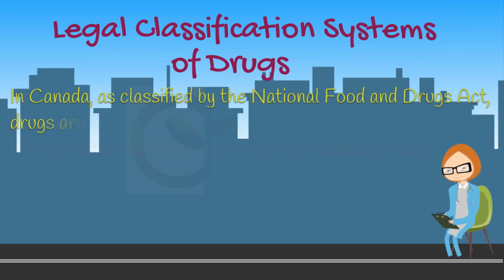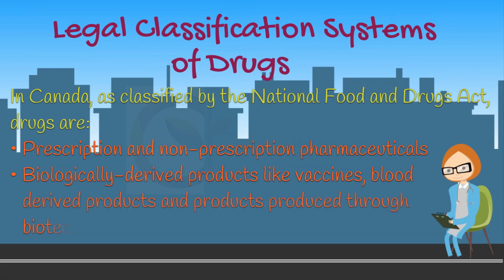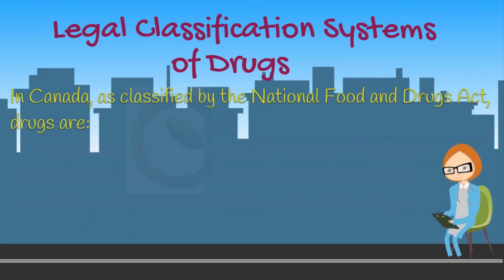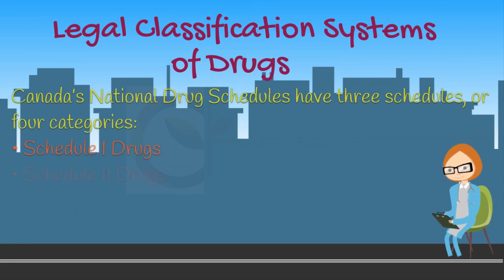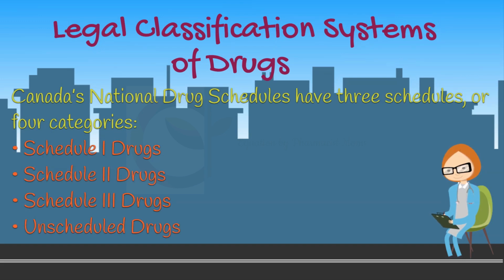In Canada, as classified by the Food and Drugs Act, drugs are prescription and non-prescription pharmaceuticals, biologically derived products like vaccines, blood-derived products, and products produced through biotechnology, tissues and organs, disinfectants and radiopharmaceuticals. Canada's national drug schedules have 3 schedules, or 4 categories, which are Schedule 1 drugs, Schedule 2 drugs, Schedule 3 drugs, and unscheduled drugs. We will learn them in succession.